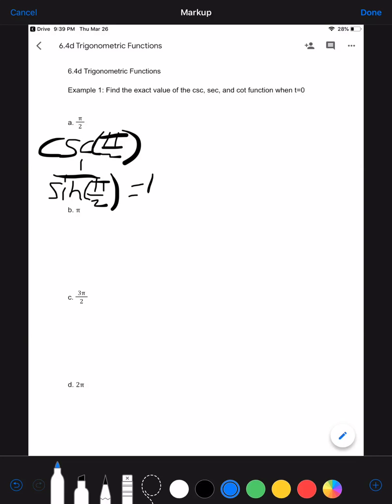So next we're gonna do secant. So secant, parenthesis, pi divided by 2. So this one's going to be 1 divided by cosine of pi divided by 2. You're going to type in your calculator 1 divided by cosine pi divided by 2, enter.